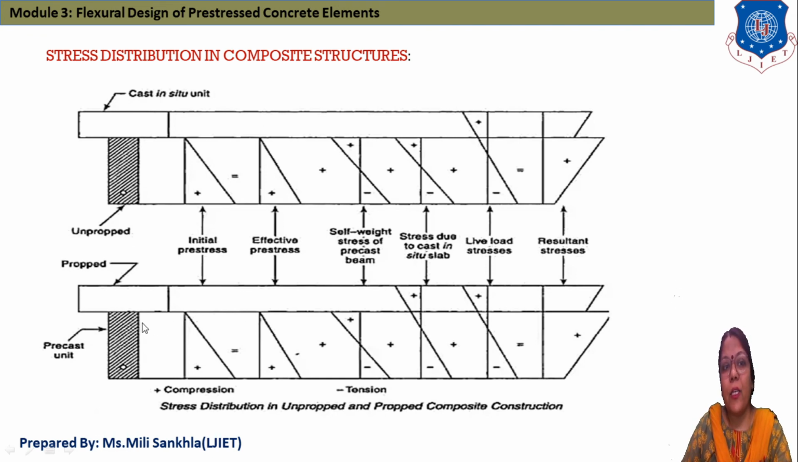Now in the second case, look at this, this is again a propped one. Okay, and here is this precast unit. Now again we apply the initial stress here. After that effective stress is induced, then again the self-weight stress of this precast unit, then stress due to this cast in situ, live load, and finally this one is the resultant stress of our composite construction. Okay, and this one is the stress distribution diagram of a composite structure for propped and unpropped construction.